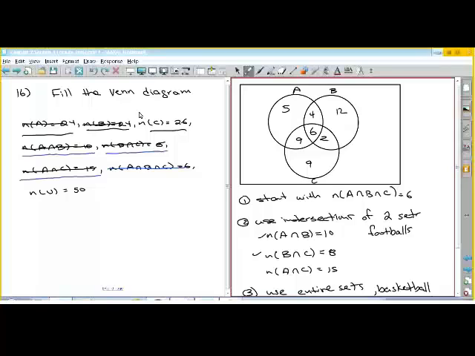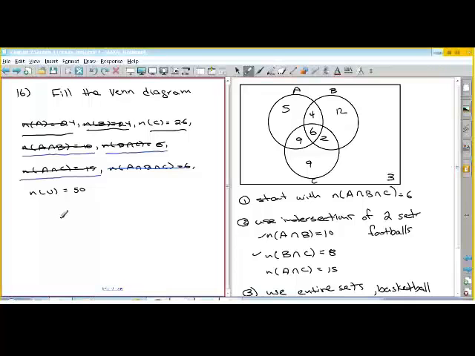So this number is the number in the universal set minus the ones that we've already taken into account. So I'll write this out so you know explicitly. So the answer is 3. What you do is 50, and then subtract the sum of all the other numbers that are already filled out.